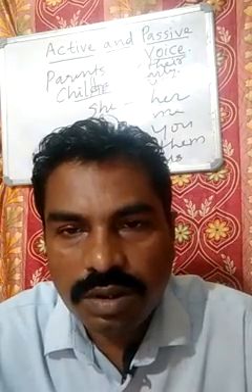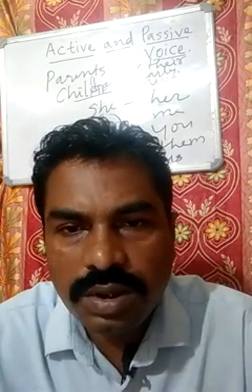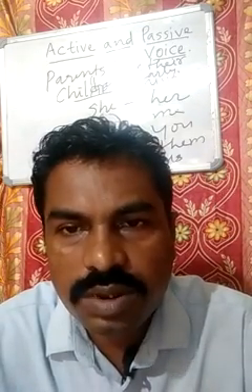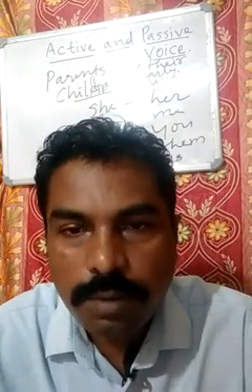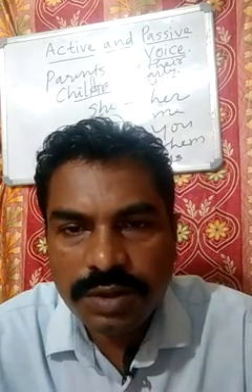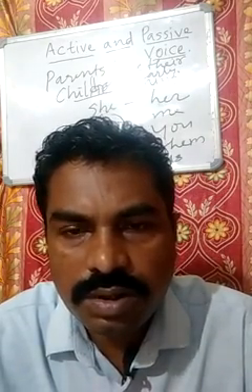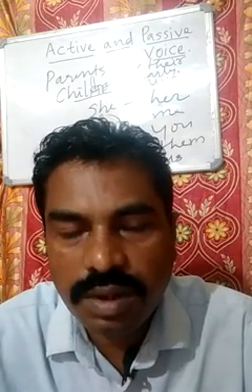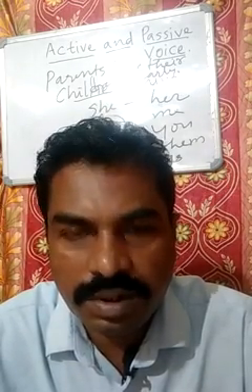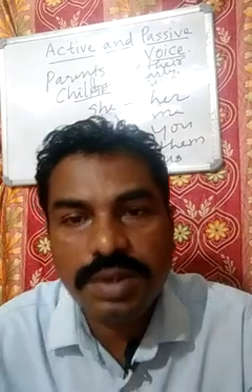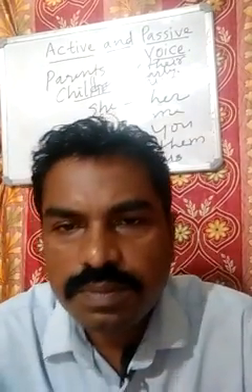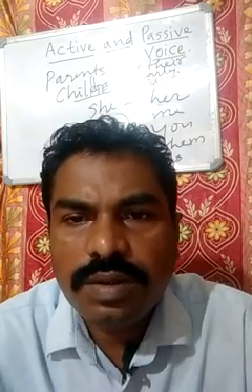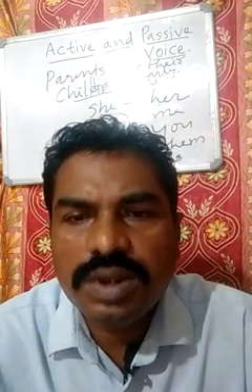Suppose the sentence is: he was reading a book. A book is the object, so a book becomes the subject. A book was being read by him. They were writing letters. Letters were being written by them. They were playing tennis. Tennis was being played by them. So in that way, we can change a sentence from active to passive in the past continuous tense.